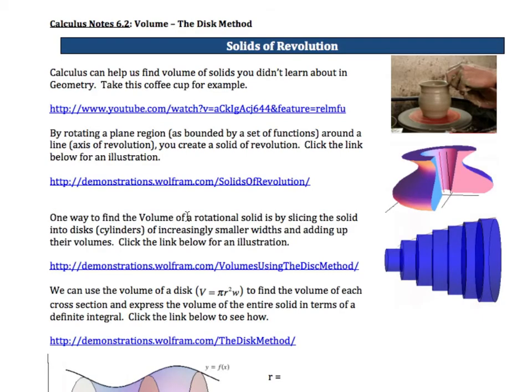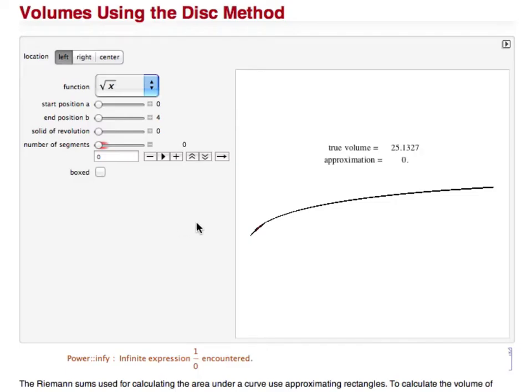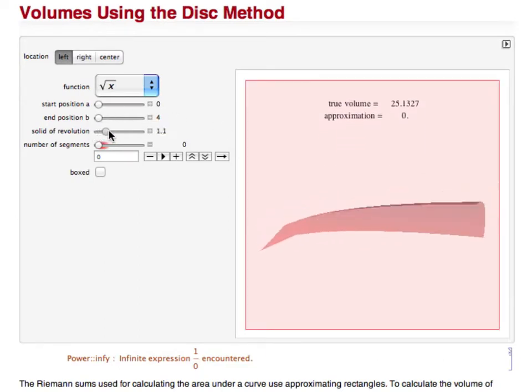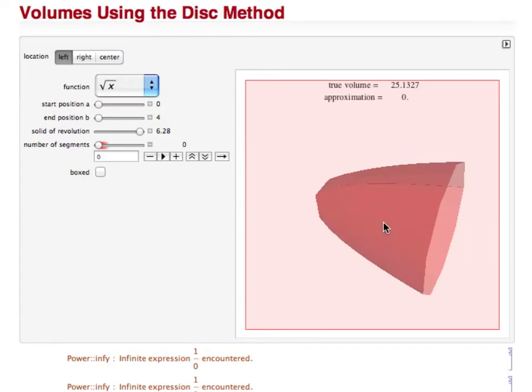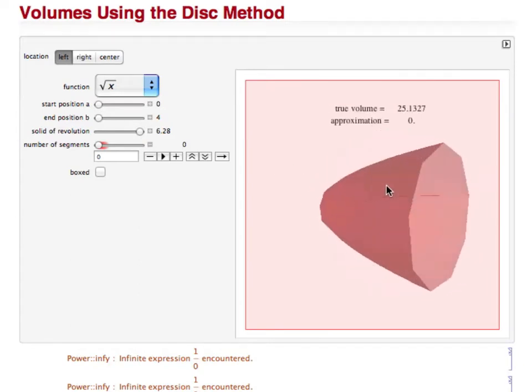Now, one way to find the volume of a rotational solid is by slicing the solid into disks, which are also cylinders, of increasingly smaller widths and adding up their volumes. Okay, so we'll take a look at the demonstration here. Here we are looking at the function the square root of x, and you can see if we rotated this around the x-axis we would get this solid right here.